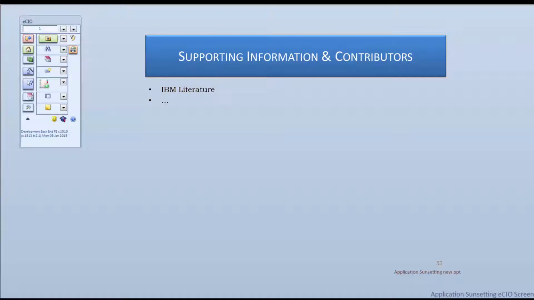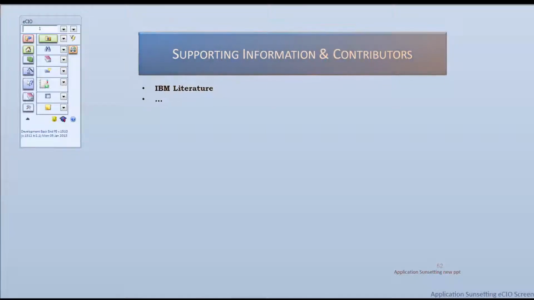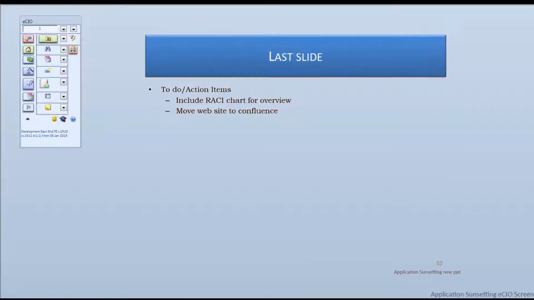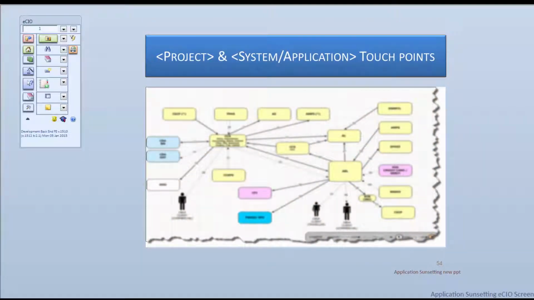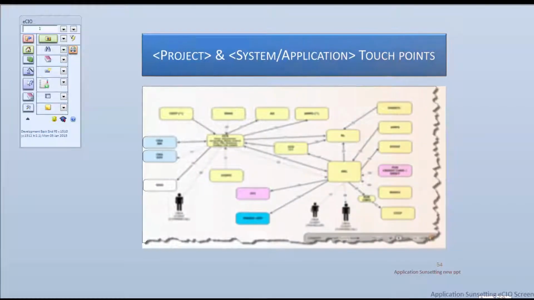In some cases I haven't put down all the individuals that have contributed to this and some of the efforts. Want to obviously try to keep this presentation short. Some of the action items we wanted to move, there was a site called Confluence that we were going to move to, and then we do have RACI charts that are not included here that we outline on that side. And so those are the touch points that at a high level illustrate each of those interfaces that we need to worry about.